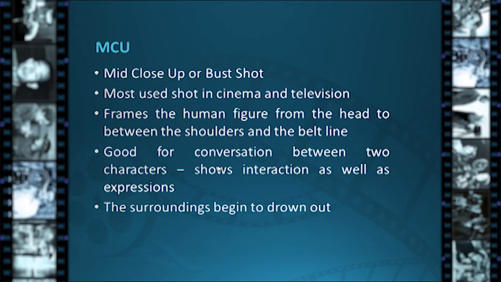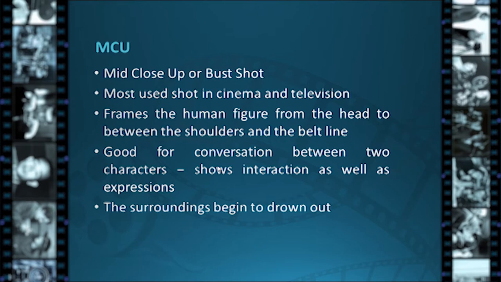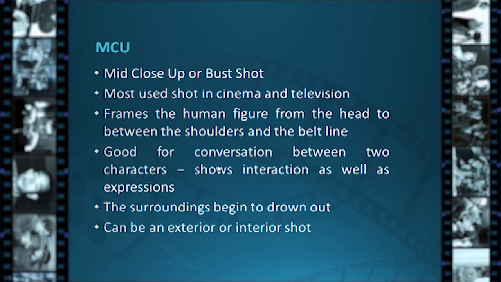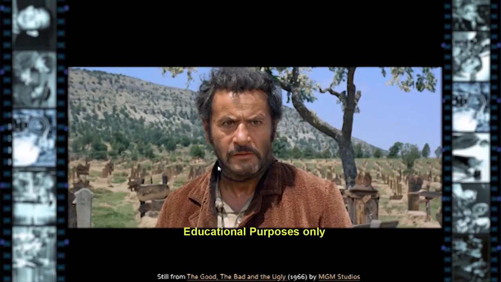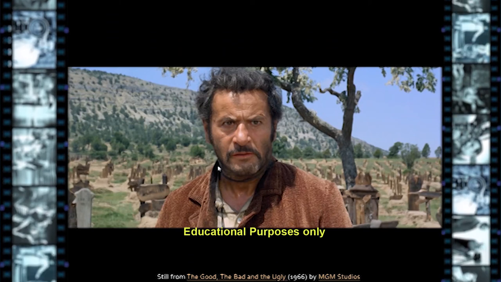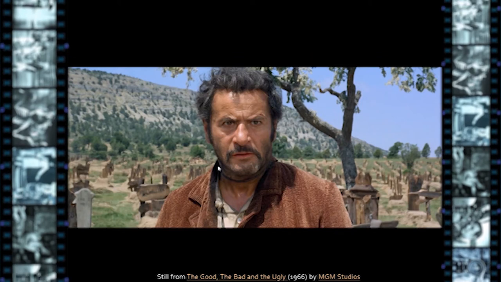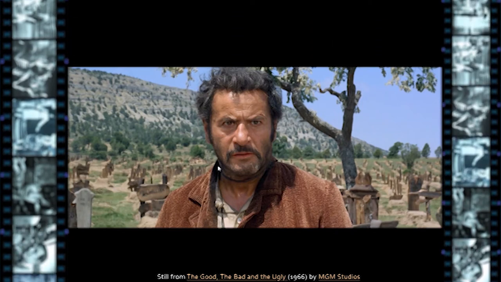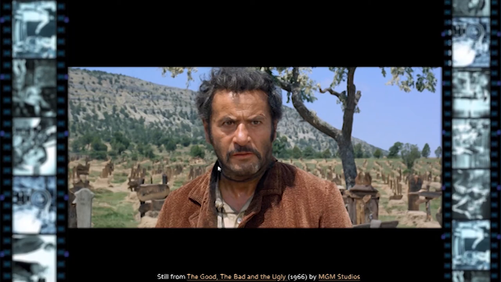And in this situation, you'll realize that the surroundings are becoming more and more drowned out. Again, this can be both an exterior shot or an interior shot depending on how it has been shot. Let's look at examples. So this is an example of a mid close up. Surroundings are now drowning out. The character is becoming more and more central, not just in terms of framing, but central in terms of the kind of attention that he or she gets.